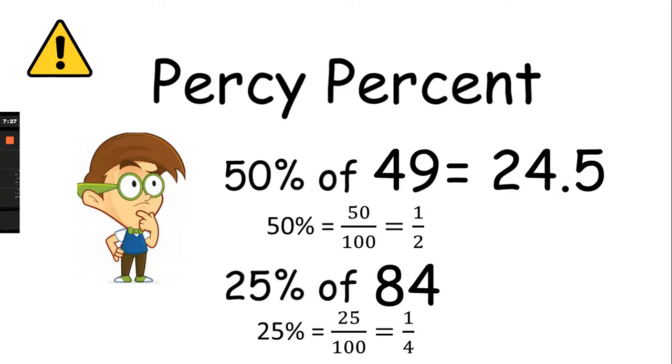25% of 84. 25% is equal to 25 out of 100, which is equivalent to 1/4. So we're finding 1/4 of 84. We're going to halve it and halve it again, which gives me an answer of 21.